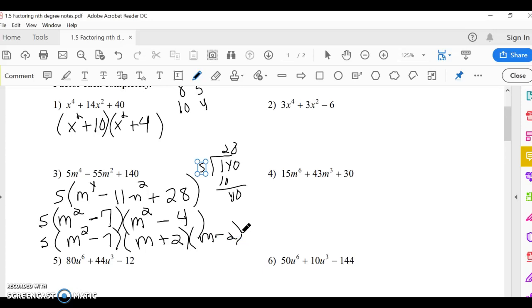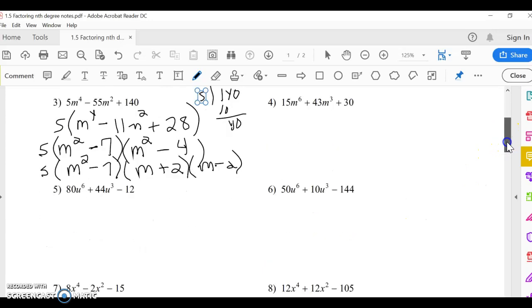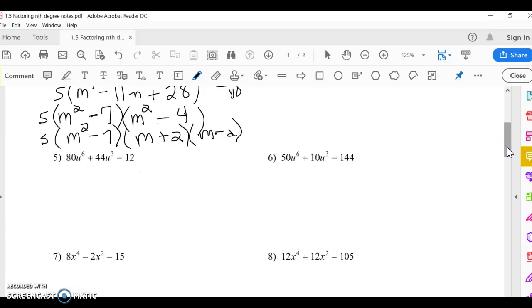All right, moving on to number 5. 88u to the 6th plus 44u to the 3rd minus 12. So now we have a 6th power. Again, it still kind of takes on quadratic form, because anytime you notice that the top degree, which is 6, and the middle degree, which is 3, is exactly half, that's quadratic form. So the first thing we want to do is factor out the 4, because there's a common 4 in them.